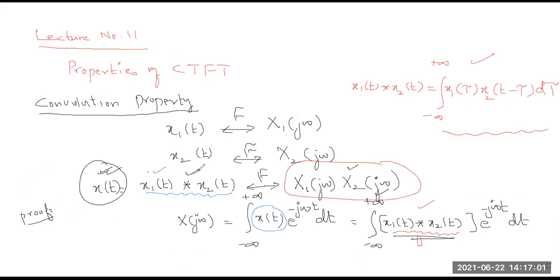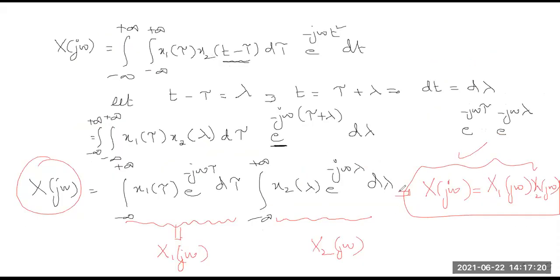So when you convolve two signals, you get a new signal which we call x(t). And what is the Fourier transform pair of this? I call it X(j omega). And what will be X(j omega)? It will be simply X1 multiplied with X2. Exactly this thing.